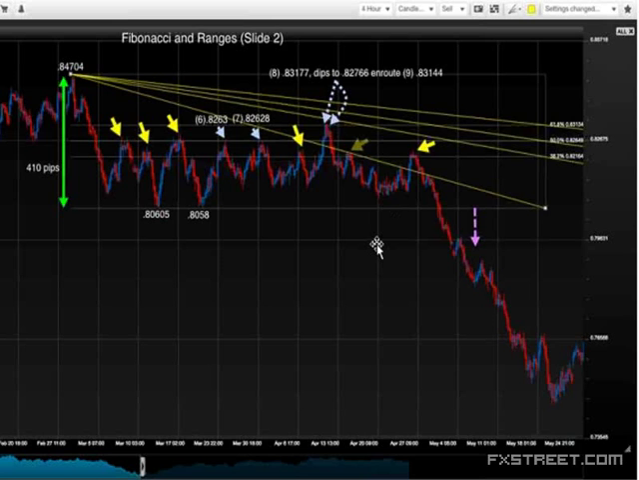Basically, by looking at the fibs on the two slides, we pretty much got every peak during the period. So a really good thing to look at for trading ranges when you get a great range like this.